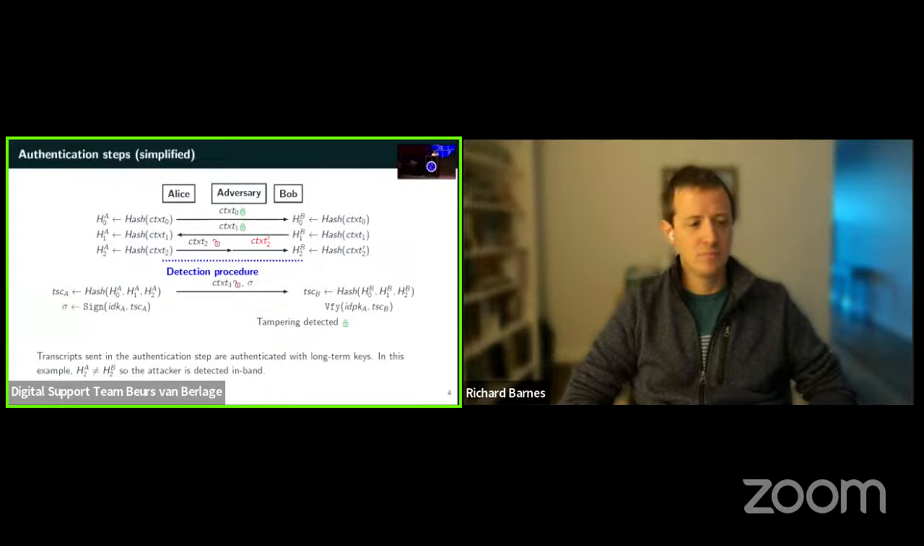And when Bob receives the signature, he will also compute on his part the transcript, his own version of the transcript, and verify if the signature Alice has provided is a correct signature for his version.